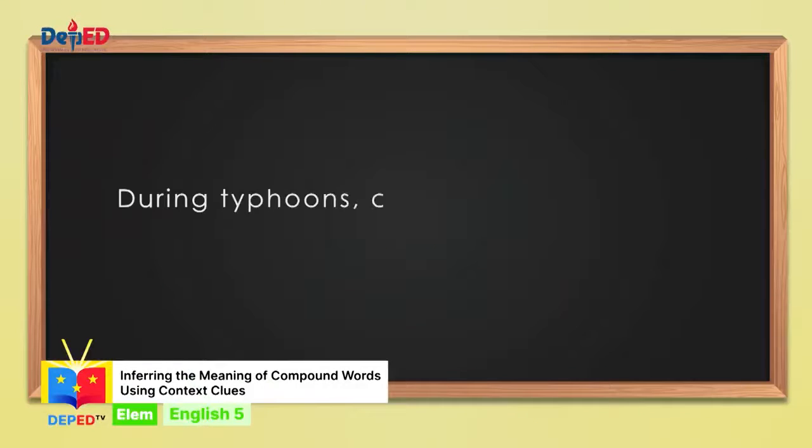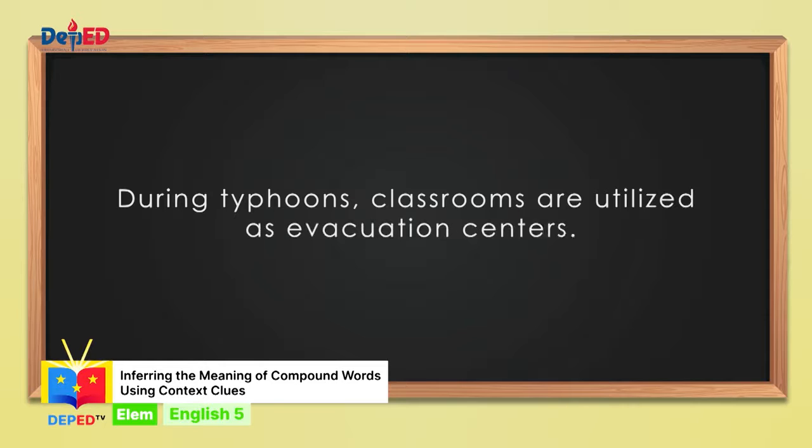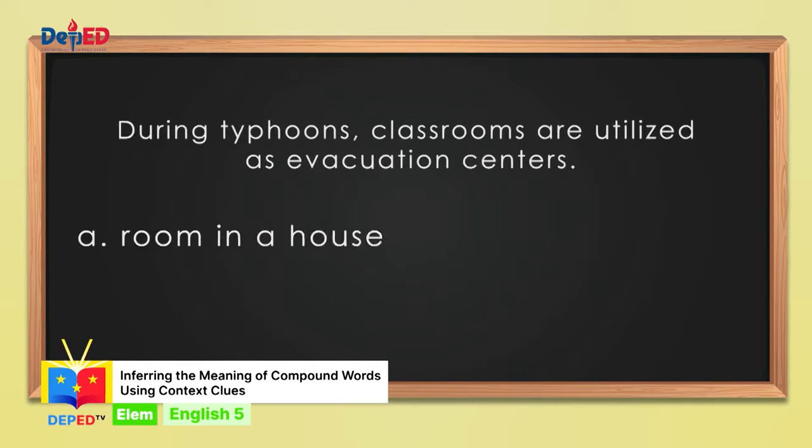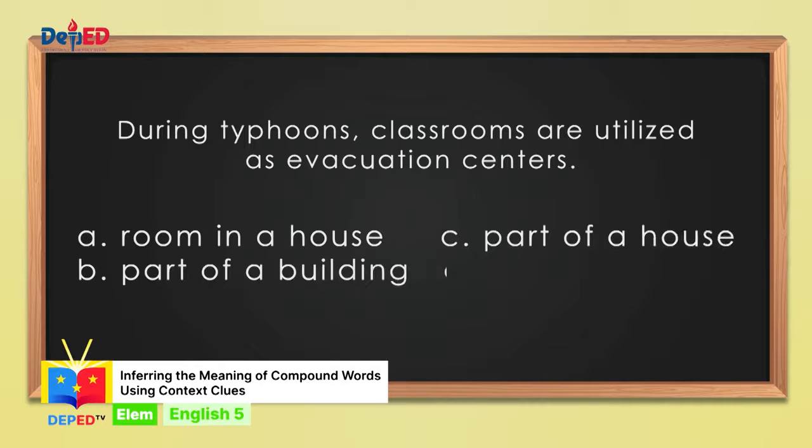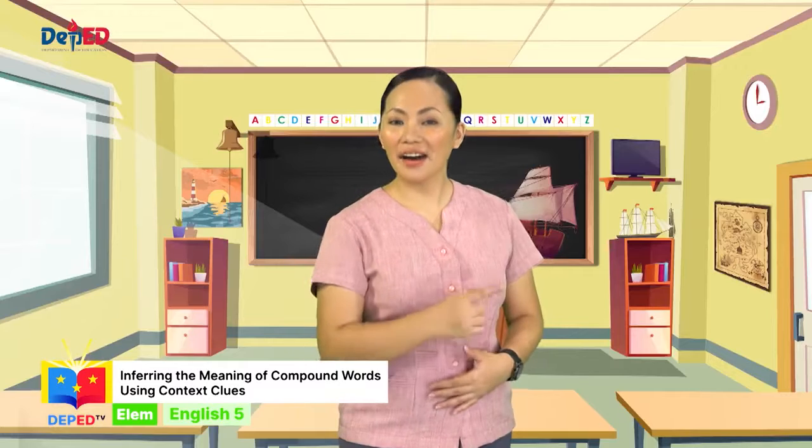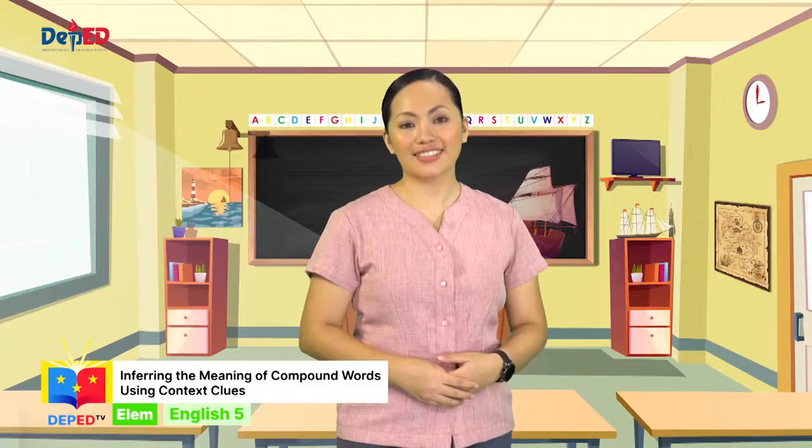During typhoons, classrooms are utilized as evacuation centers. What is the compound word in that sentence? Does it mean A, room in a house, B, part of a building, C, part of a house, D, schoolhouse? Now, let's check your answers.